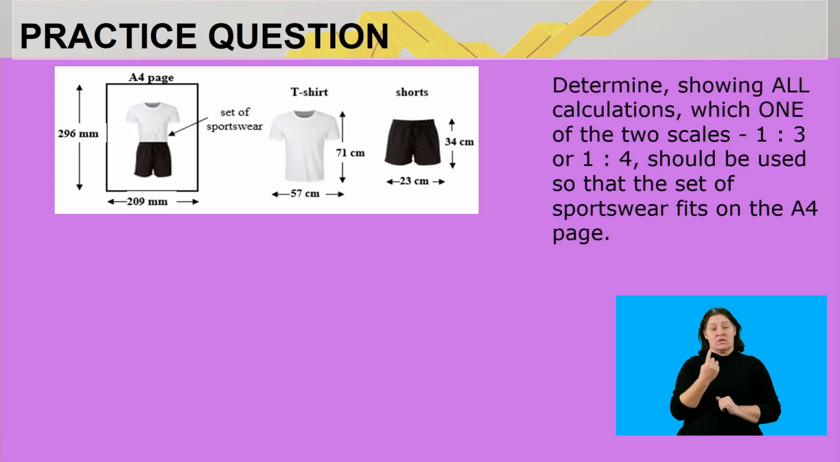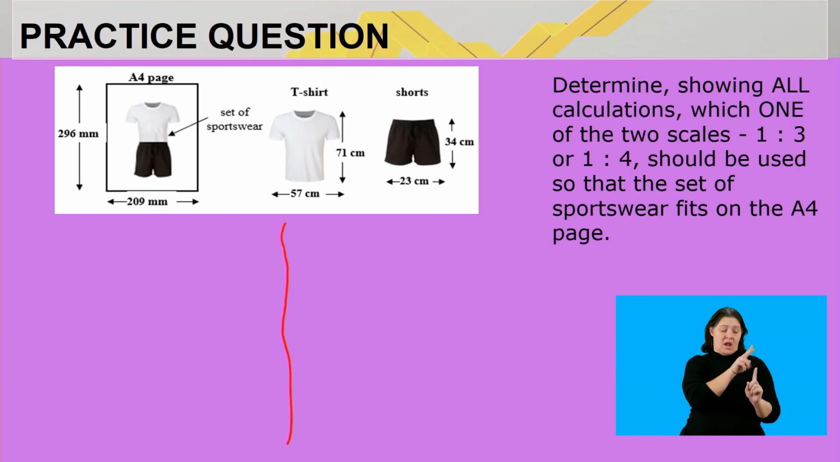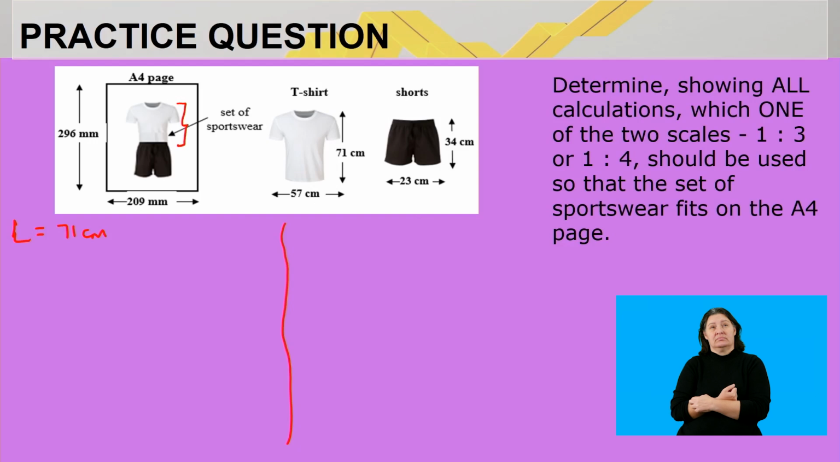So I'll first of all start. Let me divide this into two so that you know. Here I'll work with 1:4, and on my right hand side I'll work with 1:3. Now let's start. If I look lengthwise, my t-shirt is 71 centimeters. Plus, remember now, that's the first part here, the 71 is for that. Plus, the length of the shorts here is 34 centimeters. Can you see? So that's for the shorts, and I got it from here. Are we clear on that?